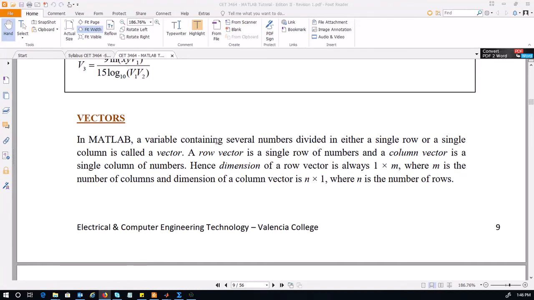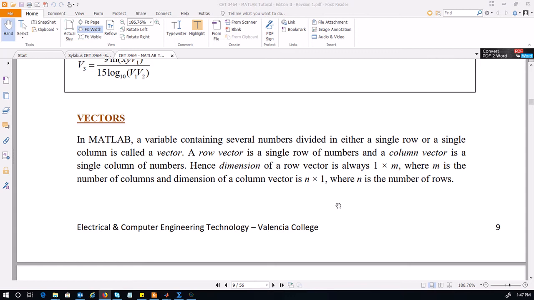So now let's look into vectors. In MATLAB, we have matrices. In MATLAB, MAT stands for matrix, matrix laboratory. So in MATLAB, we have matrices and vectors. Matrices, of course, we discussed them in LabVIEW.